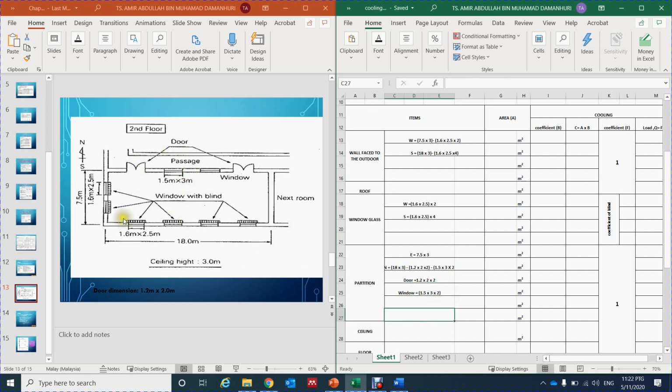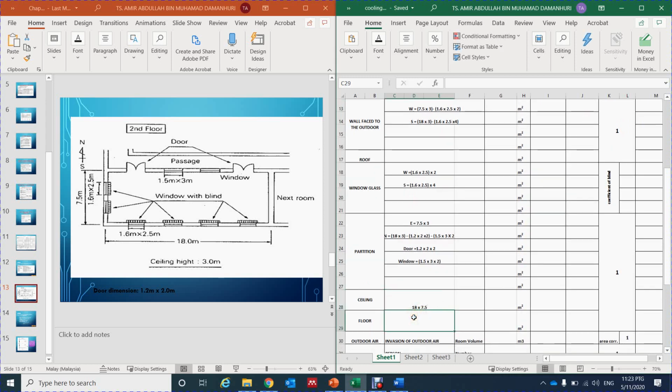Now on the ceiling, refer back to the items that we have. How much is the size of the ceiling that will be referred to here? It is 18 times 7.5 meter. So just put 18 times 7.5 as the area of the ceiling, and then we have the floor also, which is about 18 times 7.5. It is the same for the area of this particular office.